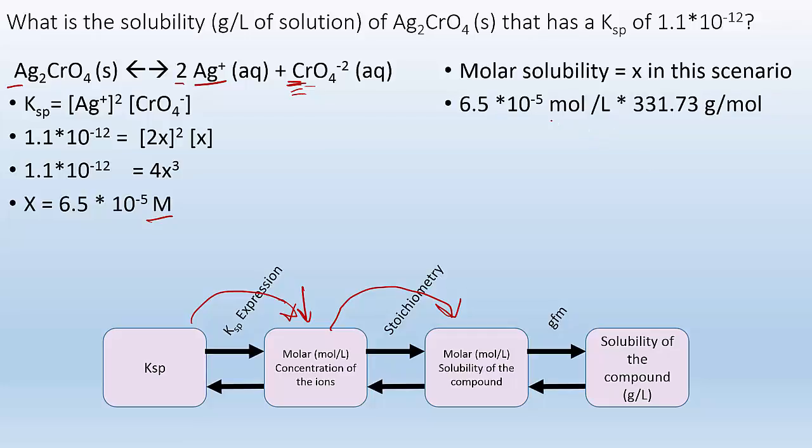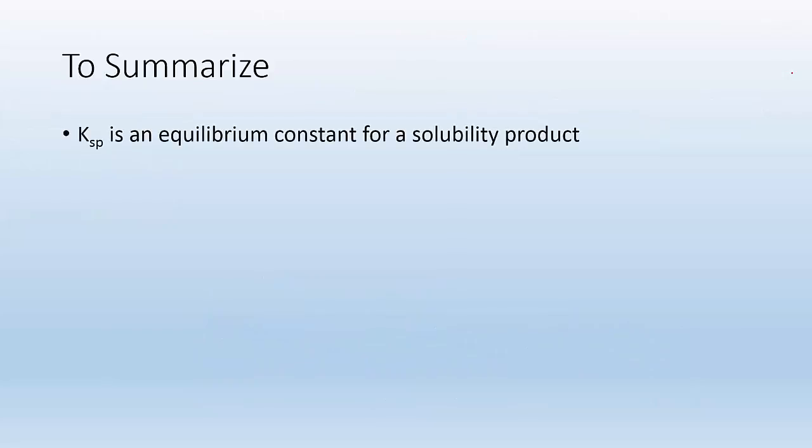So I got 6.5 times 10 to the minus 5 moles per liter. And I want to cancel out moles, so I find the GFM, which I did off screen. 331.73 grams per mole is the GFM of Ag2CrO4. And I'm going to have to multiply these together so that the moles cancel out, and I'm left with grams per liter. And my answer would be 0.022 grams per liter of solution. So not very soluble.